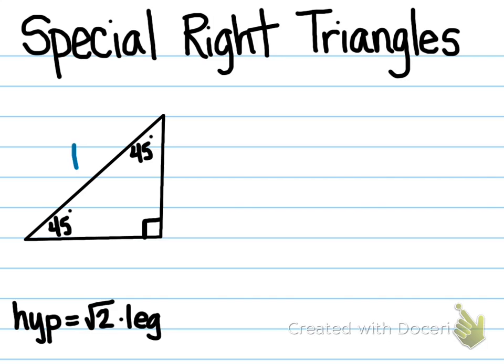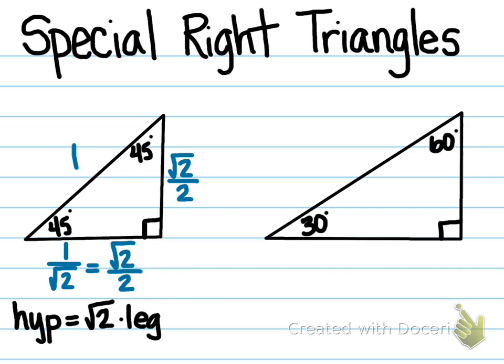So if the hypotenuse is 1 and I want to solve for the leg, I would have to divide by the square root of 2. So the leg would actually be 1 divided by the square root of 2, which is equal to the square root of 2 over 2. We know that both legs are equal, so I'm going to go ahead and put the other one as square root of 2 over 2 also.